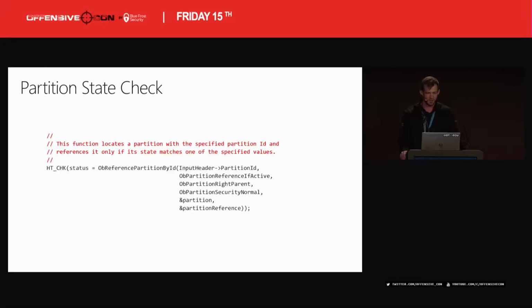If you walk through the parameters, the first one, the partition ID, as you can see, is coming from an input header. So this is an argument provided. This supplies the identifier for the partition to be located. And then the second parameter is your condition. This supplies the conditions for the reference to be taken out.